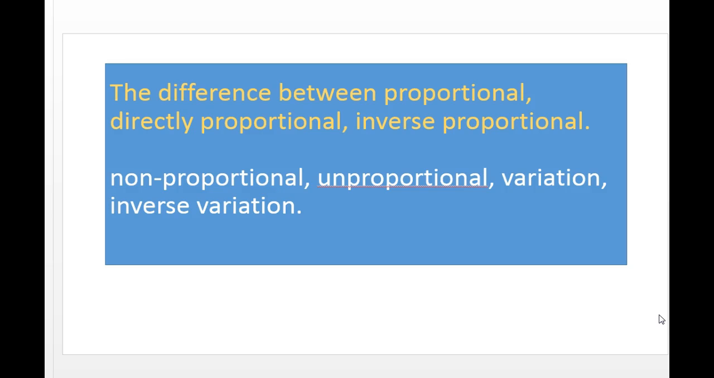Sometimes you might even see words like non-proportional or unproportional. You might see variation, inverse variation or indirect variation. So we're going to try and clarify those terms.